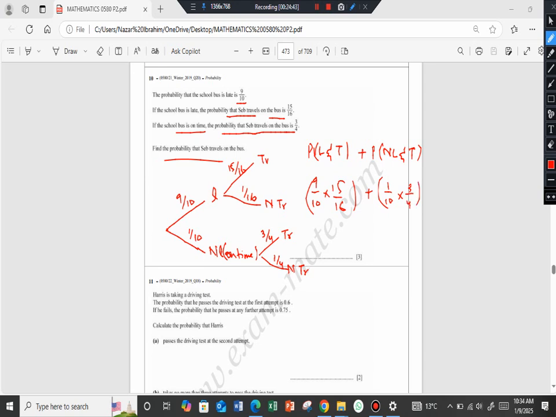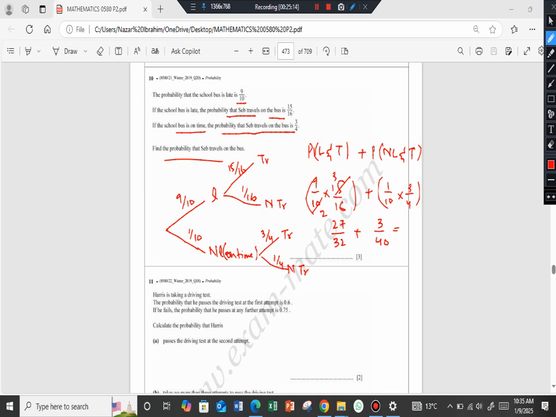Okay, solving this, 5 twos are 10, 5 threes are 15. And 9 threes are 27, and 16 twos are 32, plus 1 three is 3 and 10 fours are 40. Is it clear till here? Okay, now just simplifying this so that we can get the answer.